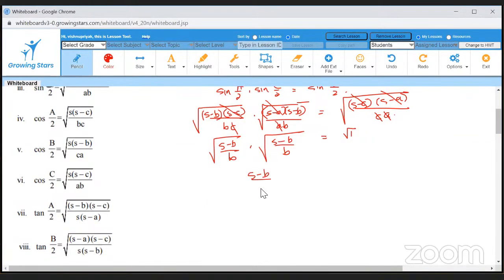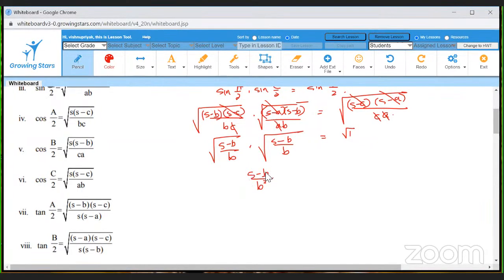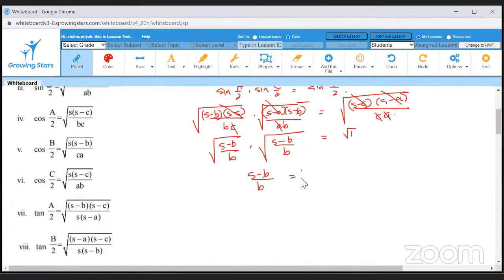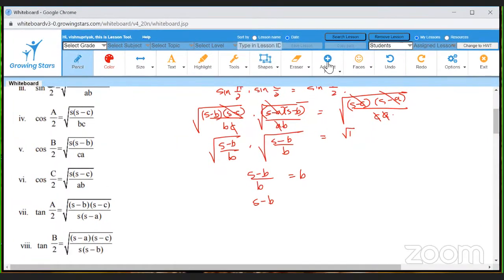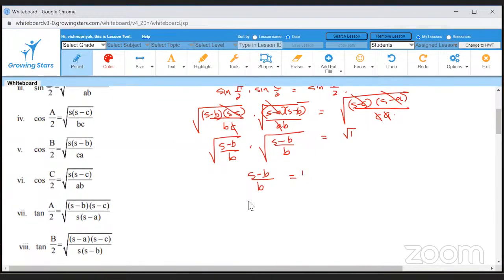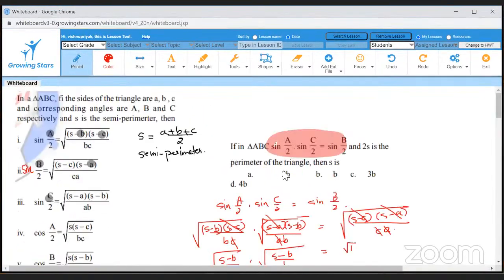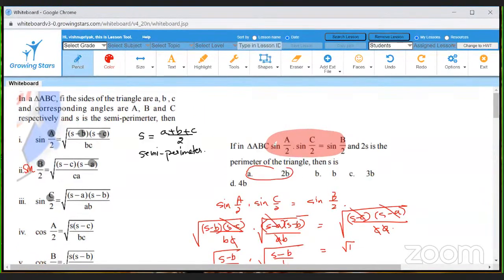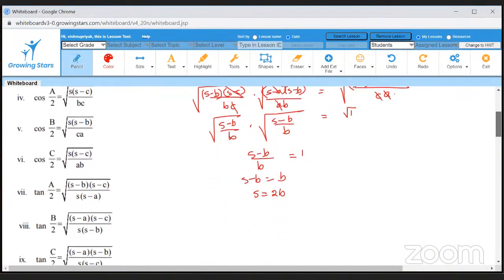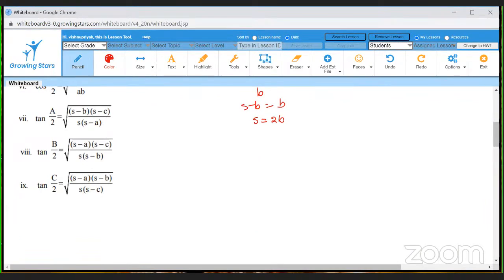So S minus B by B, whole square. Both are under square, but because there is a square root, both the squares will be removed. This S minus B by B equal to 1. S minus B equal to B, or S equal to 2B. They're asking us S and that is option A. So simple use of these formulas. So you have to learn these formulas, then it will be easy.